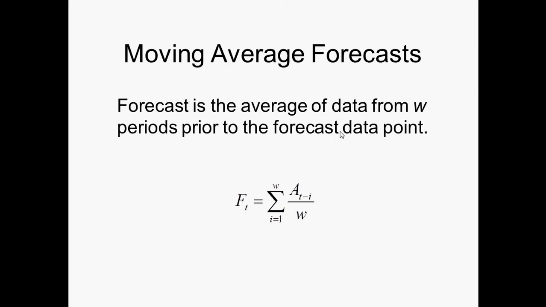Now we'll move to moving average forecasts. And again, this is, in some ways, kind of a crude method. You're basically just saying, okay, well, what happened in the last W periods, W being some arbitrary number, prior to the forecast data point. So, if there's some, I guess it would be, T.